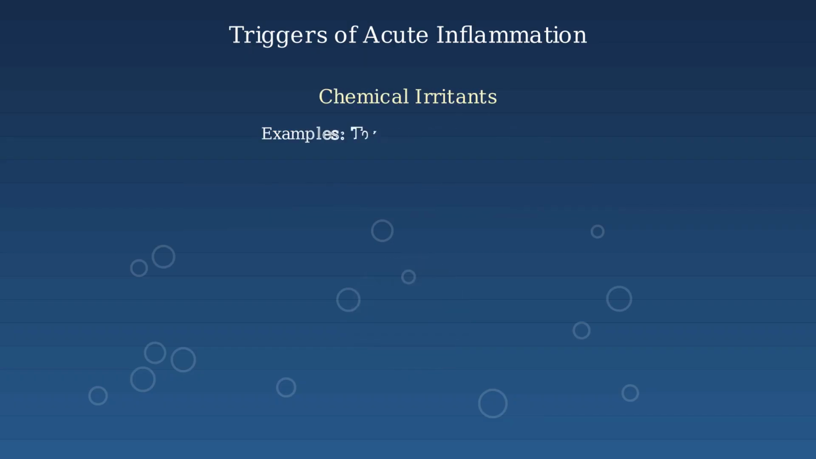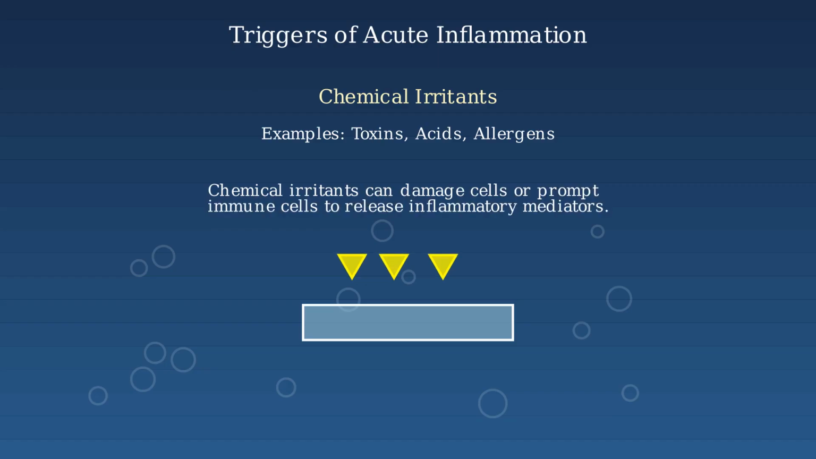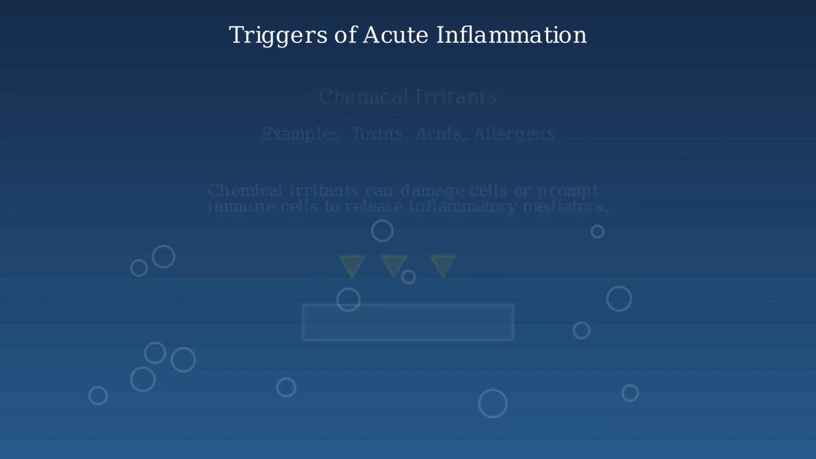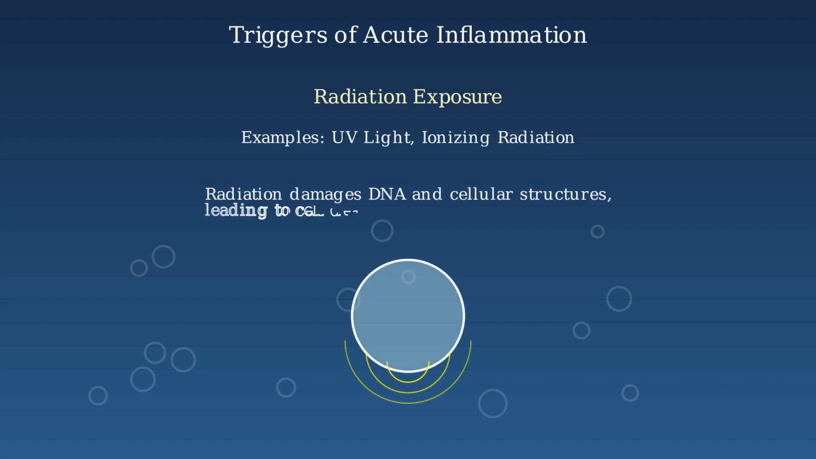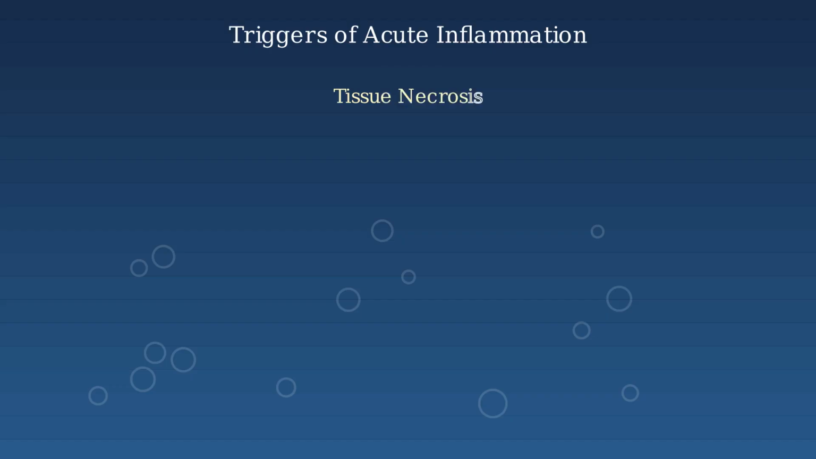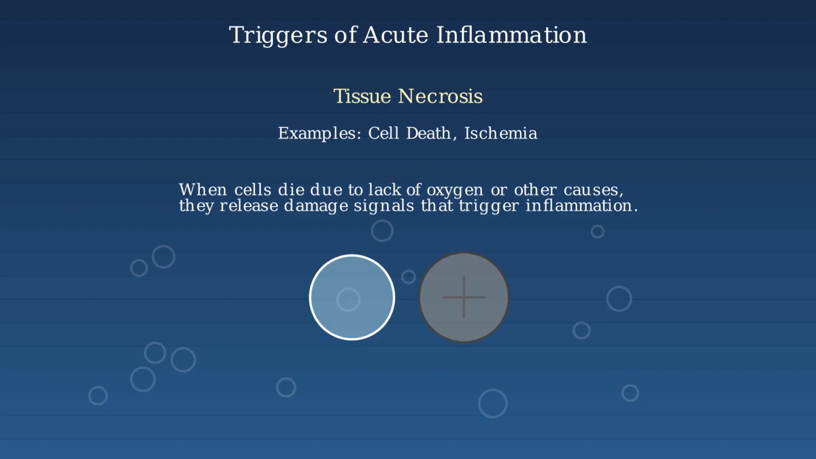Chemical irritants such as toxins, acids, and allergens can damage cells directly or stimulate immune cells to release inflammatory mediators. Radiation exposure, including ultraviolet light and ionizing radiation, damages DNA and cellular structures, leading to inflammation. Tissue necrosis occurs when cells die due to lack of oxygen or other injuries. Dying cells release their contents, triggering inflammation.